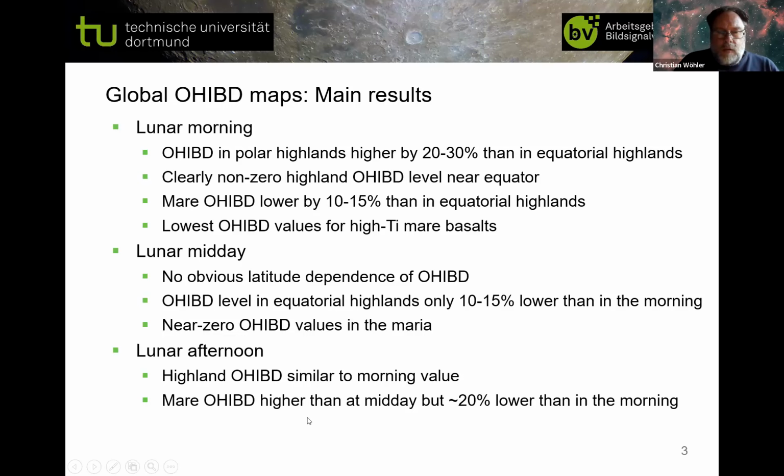And the Mare, as it's written here, the Mare band depth is higher in the afternoon than at midday, but maybe about 20% lower than in the morning. So this asymmetry also must be reproduced by any kind of modeling.